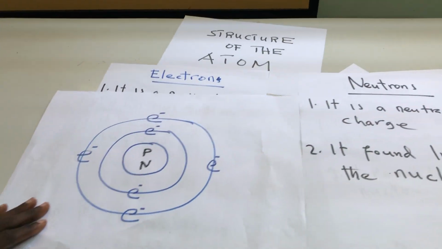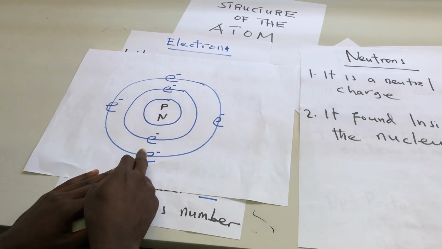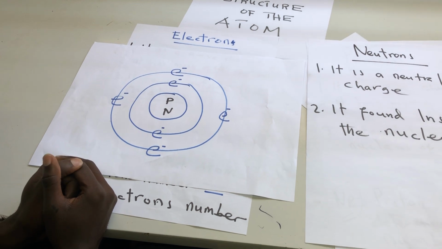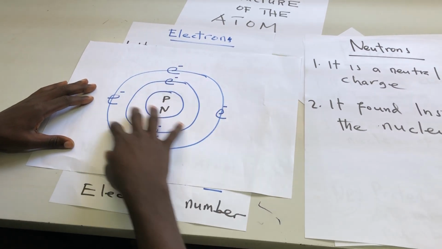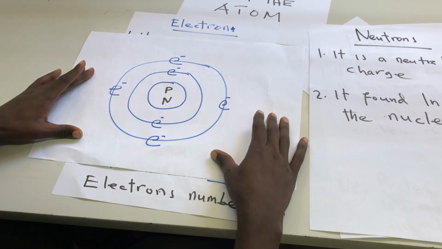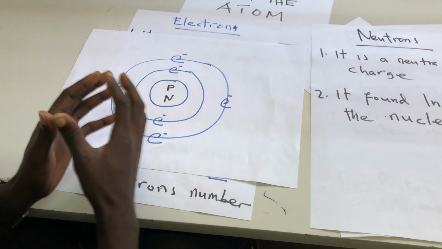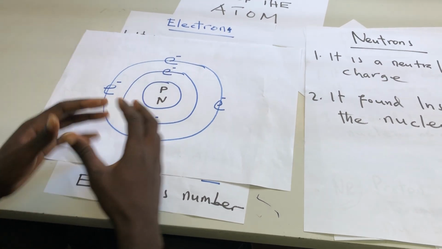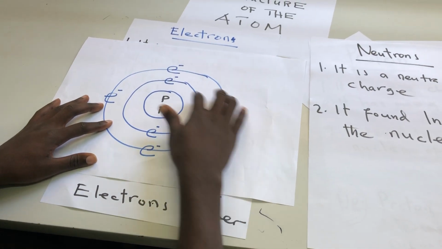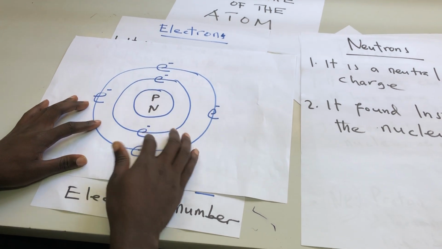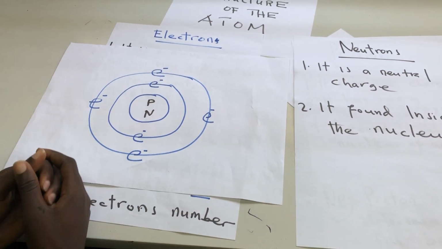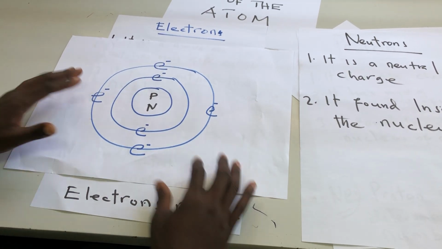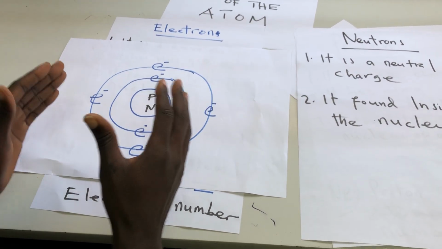But if you look at this structure here, you can see the distribution of these electrons in different shells of an atom. This distribution of electrons in different shells of the atom, in chemistry, we call electronic configuration. So electronic configuration is the distribution of electrons in different shells of an atom, or the arrangement of electrons in various shells of an atom.